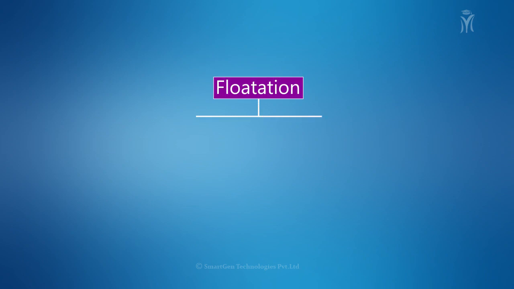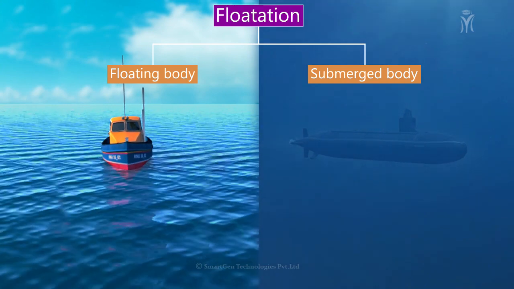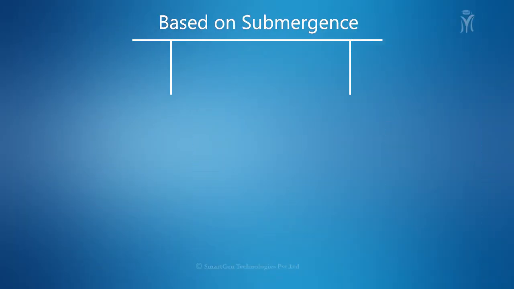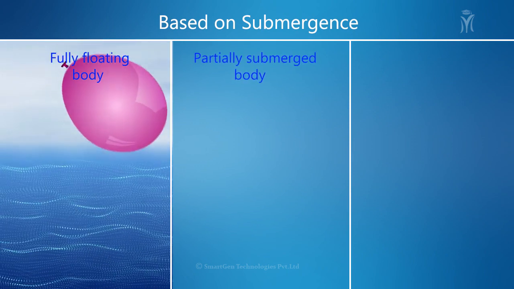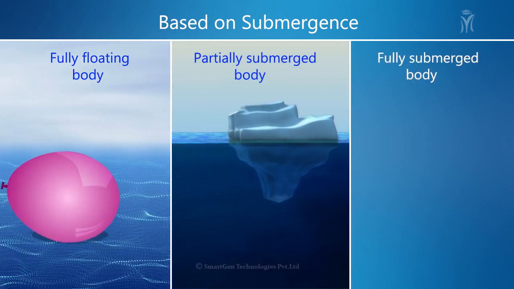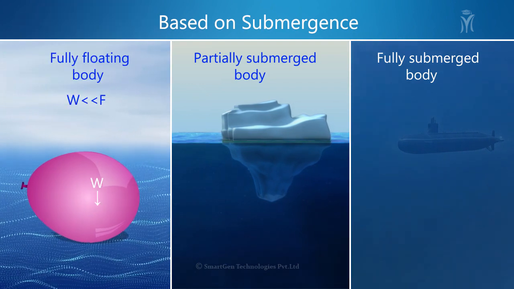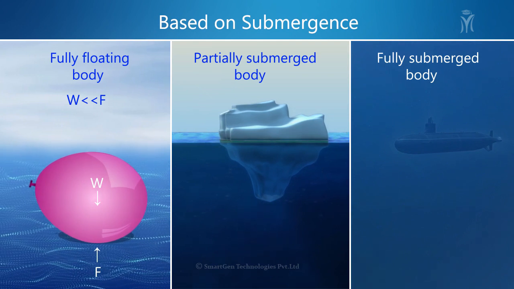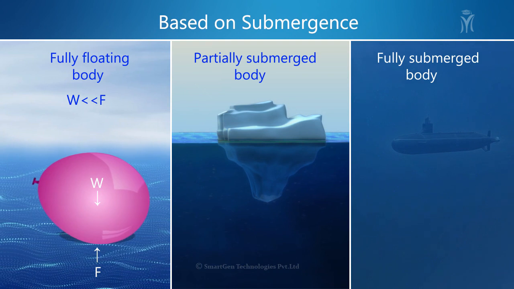Flotation. It is associated with floating and submerged bodies. Based on submergence, we have fully floating body, partially submerged body, and fully submerged body. In case of a fully floating body, if the weight of the body is very less when compared to the buoyancy force, then the body will completely float.